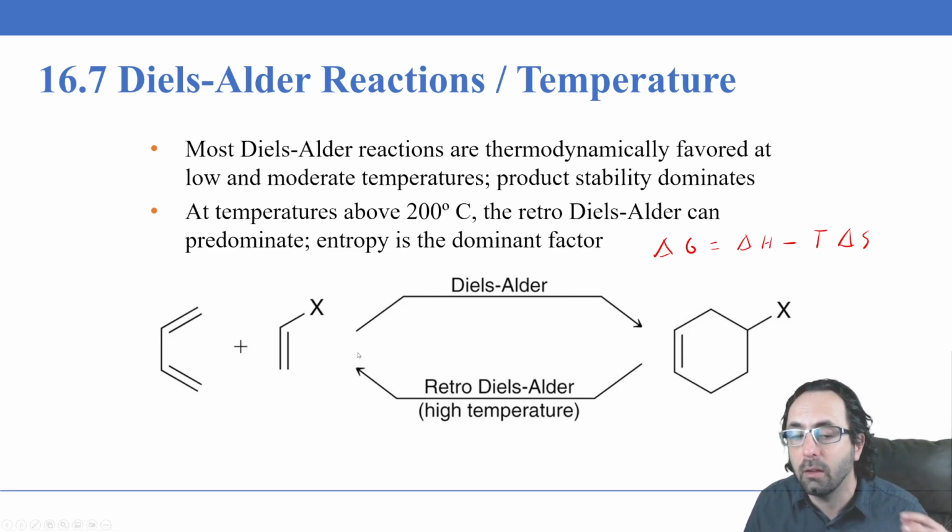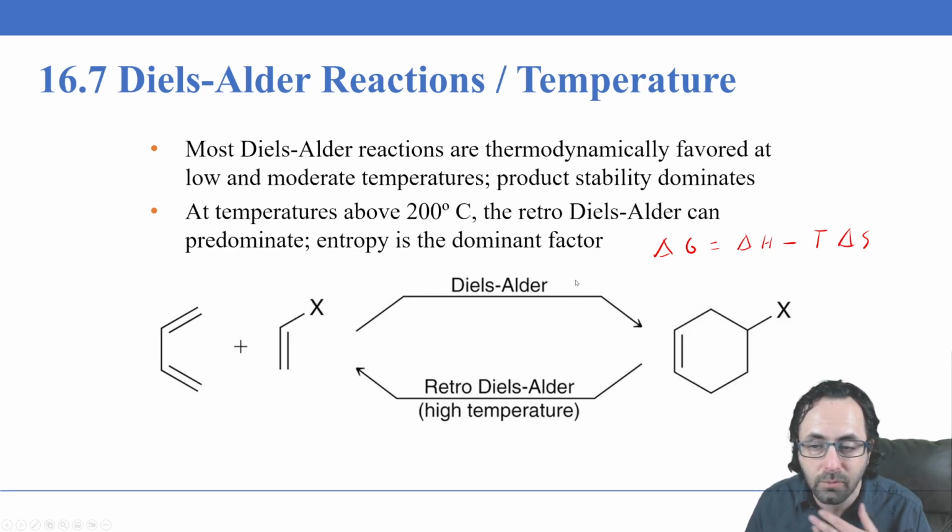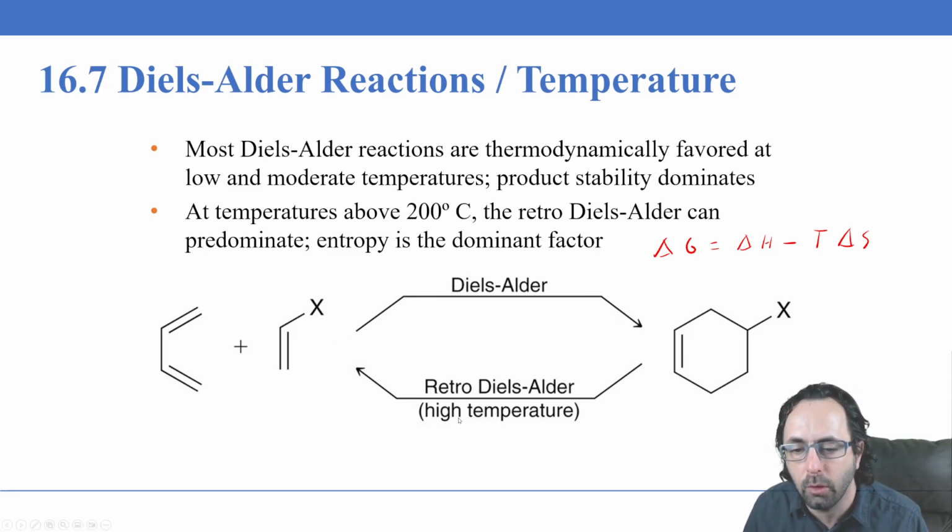So lower temperatures emphasize the exothermic properties of this reaction, and thus make it more likely to go in the forward direction. As the entropy increases, the reaction will be more likely to go in the backwards direction, which is called a retro reaction.